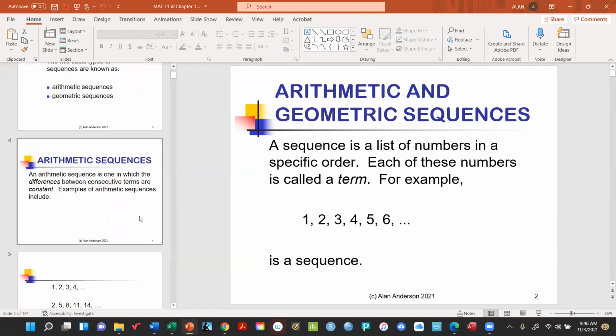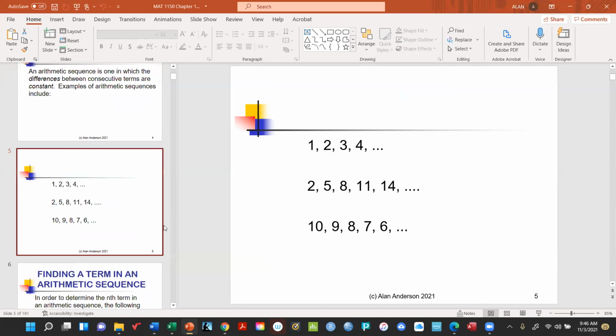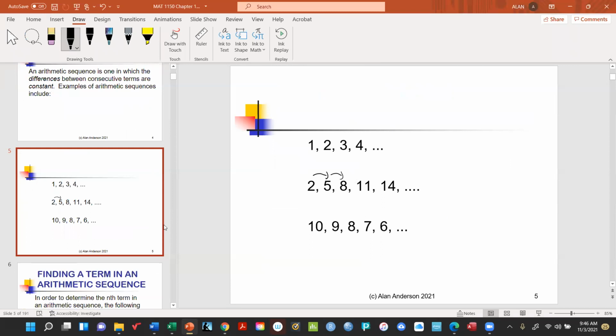So let me show you a few other examples. The first one we've already seen. Now look at this one. This one is also an arithmetic sequence because if you notice, every time we move to the next term, we're adding 3 to it.